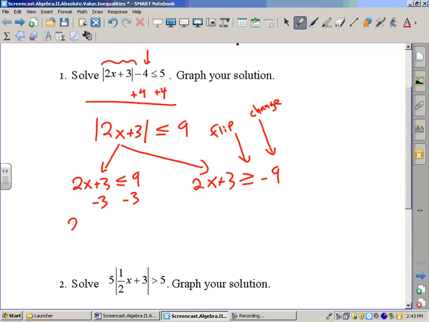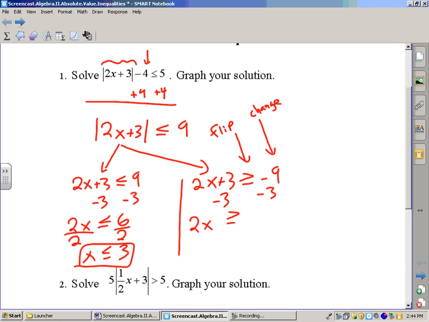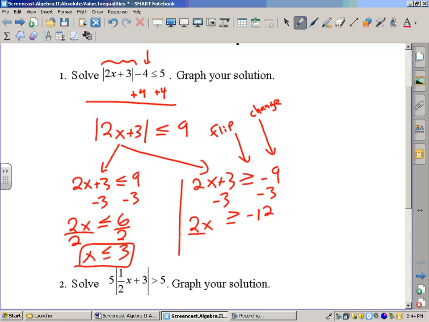Minus 3, minus 3. 2x is less than or equal to 3. No, it's not 3, is it? What is it? 6. Now I divide by 2. Now x is less than or equal to 3. So that's one solution. And we'll stick that on a graph in a minute. Over to this one. Minus 3 from both sides. 2x is bigger than or equal to negative 12. Divide by 2. X is bigger than or equal to negative 6. That is our second solution.